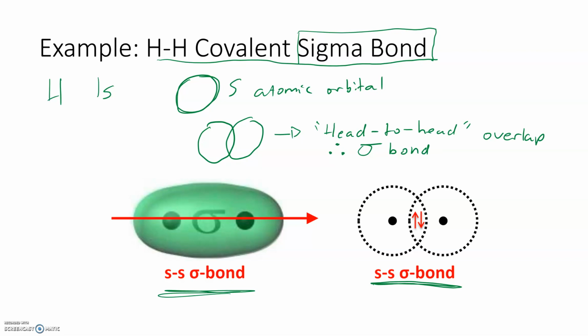What characterizes a sigma bond is that it is cylindrically symmetrical around the bond axis. What the bond axis is, if we have a hydrogen atom and another hydrogen atom, this hydrogen atom is bonding this way with this hydrogen atom, and this hydrogen atom is bonding this way with the first hydrogen atom. So we can see that they're bonding across this axis here, which we call the bond axis.